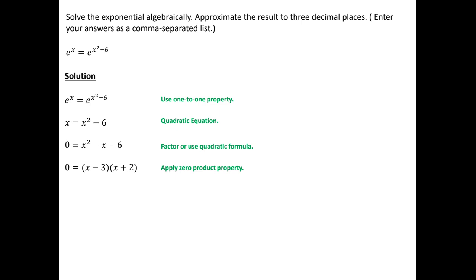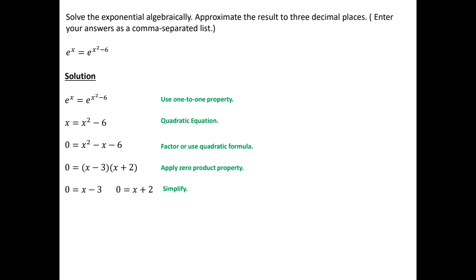And my zero property says this: when I have two numbers that are being multiplied together and my answer is 0, the only way I can get 0 is if one of these two numbers is 0, because 0 times anything will always give me 0. So hopefully it's easy to see that the only way that I can get 0 from x minus 3 is if x is 3, and here the only way that I can get 0 from the x plus 2 is if x would be a negative 2.